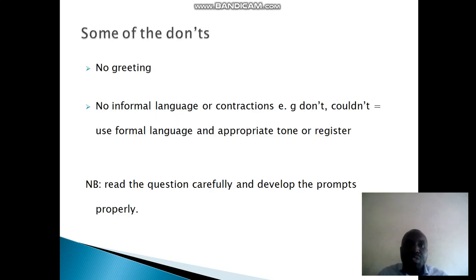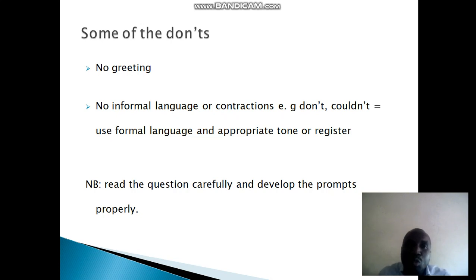Now let's look at some of the things that you are not allowed to do when you are writing a formal letter. No greeting, no informal language or contractions. When we talk of formal and informal language, let's look at this example. One person says, I want you to come, and the other says, I would like you to come. I want you to come is informal language. I would like you to come is formal language.